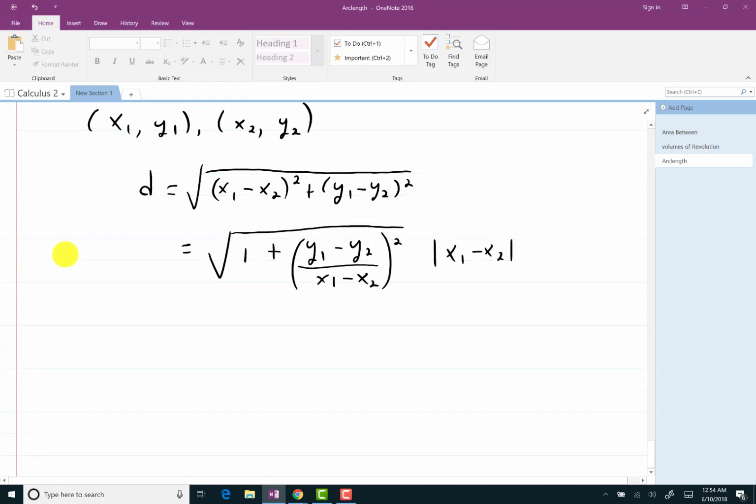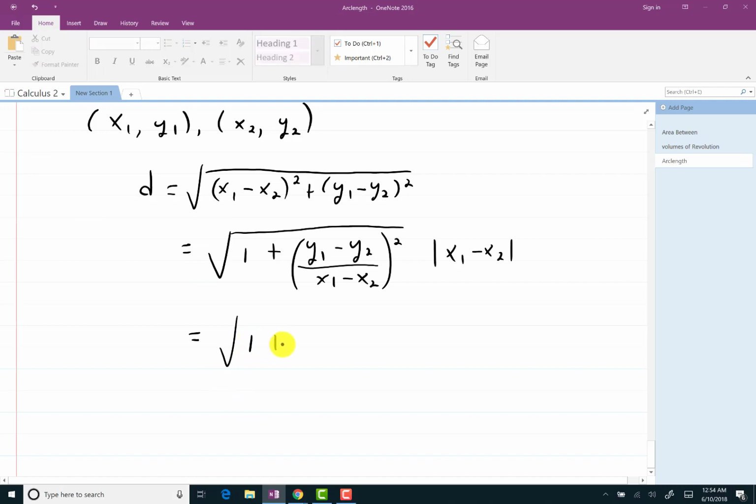Since x2, I didn't really say which one was bigger or which one was smaller. I guess it really doesn't matter, to be honest, so long as, if I assume that x1 is the bigger of the two, or if x2 is the bigger of the two, I'll make it so it matches what's up there.